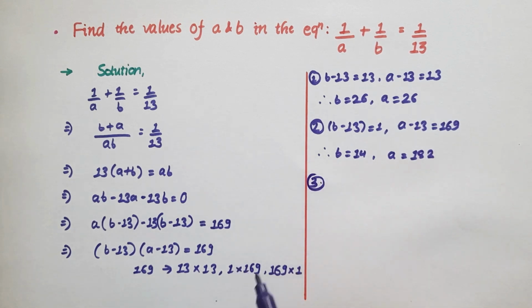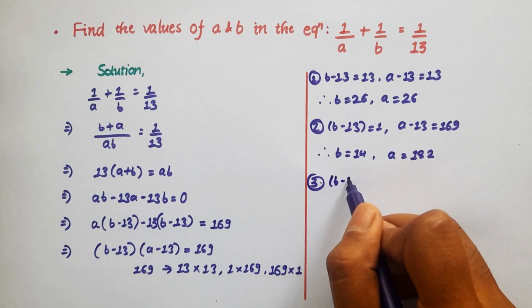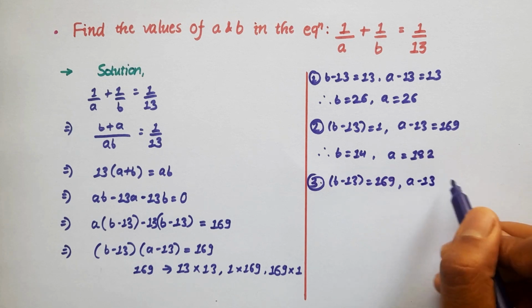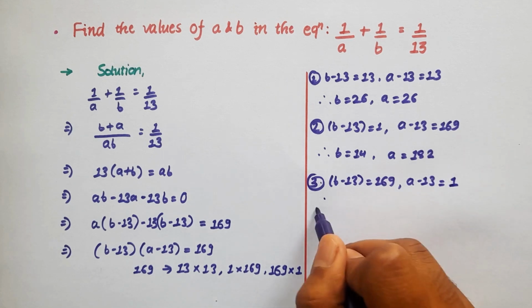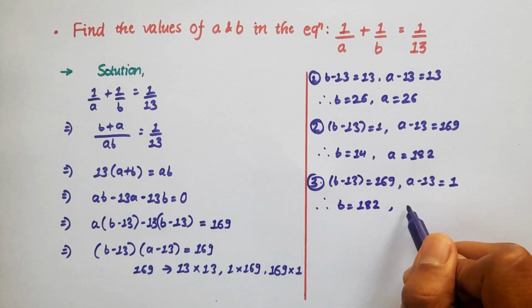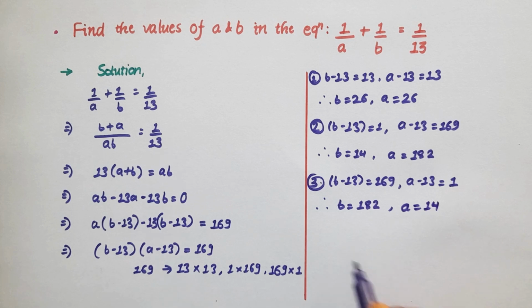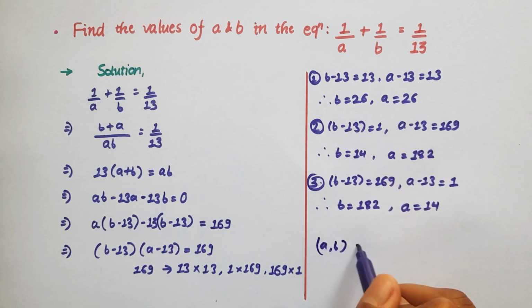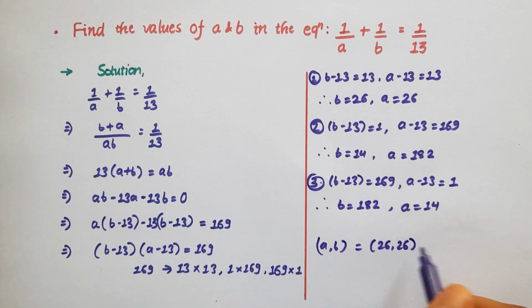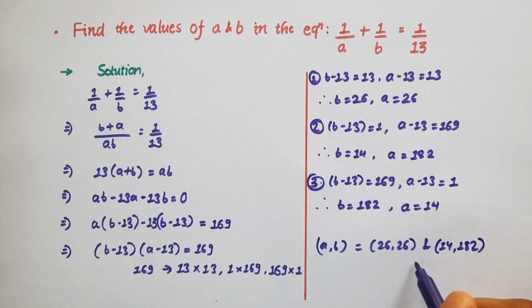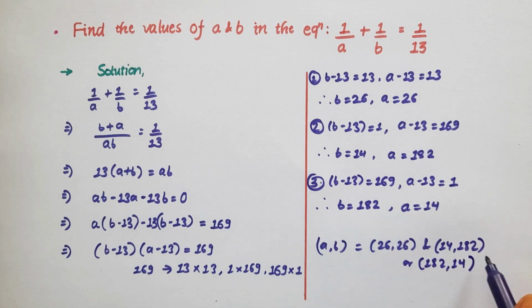Now, if we consider the third case, b minus 13 should be equal to 169 and a minus 13 is equal to 1. That will give us b is equal to 182 and a as 14. So the possible sets of values for a and b are (26, 26) and (14, 182) or (182, 14). And that is the solution to the given problem.